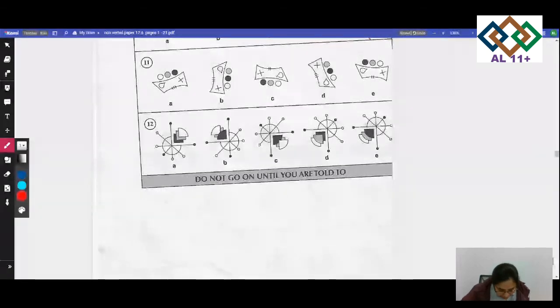Number 11 is ignoring circles and lines. All other shapes are rotations of each other. So one of the shapes which is not a rotation of the others: if I look at this one, it is the rotation of this one here. And this one is the rotation of this one here. So one shape is not a rotation of them, it's D.